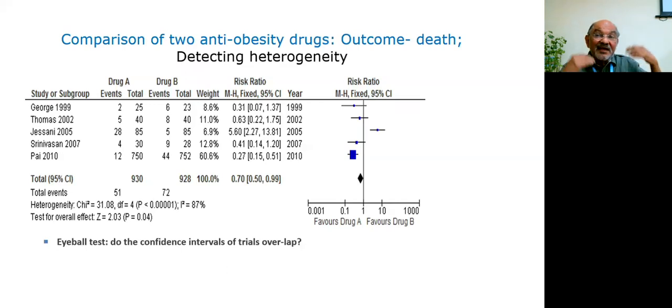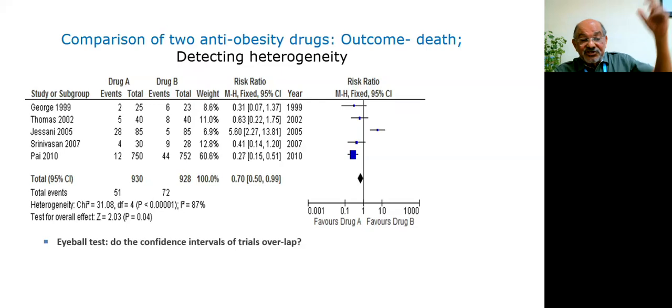So a confidence interval is like a prediction. George, 1919, said, I think the risk ratio will be 0.31, anywhere from 0.07 to 1.37. Thomas fell within that, but extended it a little further. Now it could be anywhere from 0.07 to 1.75. Then Srinivas fell within that. Pi fell within that. Jesani is completely outside that. So that's the first test.